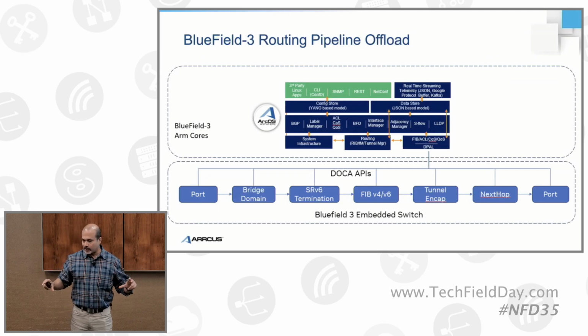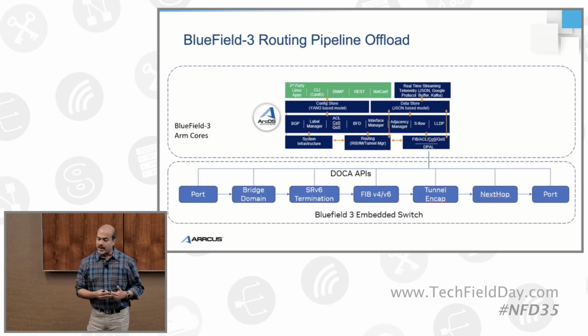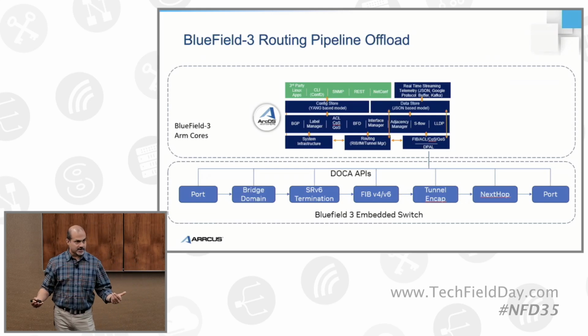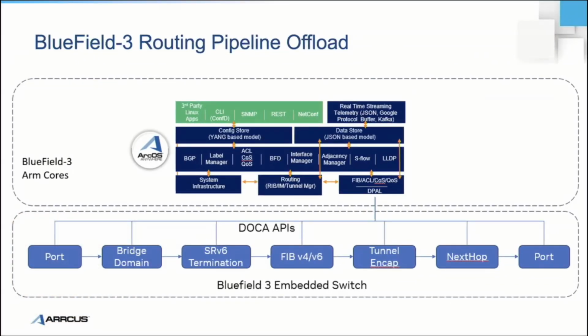Now going down to the bottom block, as I said, it's an embedded switch. So we use the NVIDIA DOCA APIs to create a routing pipeline directly on top of the embedded switch. This is just a sample pipeline, but it is capable of taking packets coming in on the wire or from the host that's connected to the BlueField 3, and then doing your regular networking functions like bridging, tunnel termination, prefix forwarding, maybe an encapsulation, and then forwarding it out wherever it needs to go. So this is pretty much a fully functioning router that resides on the BlueField 3 itself.